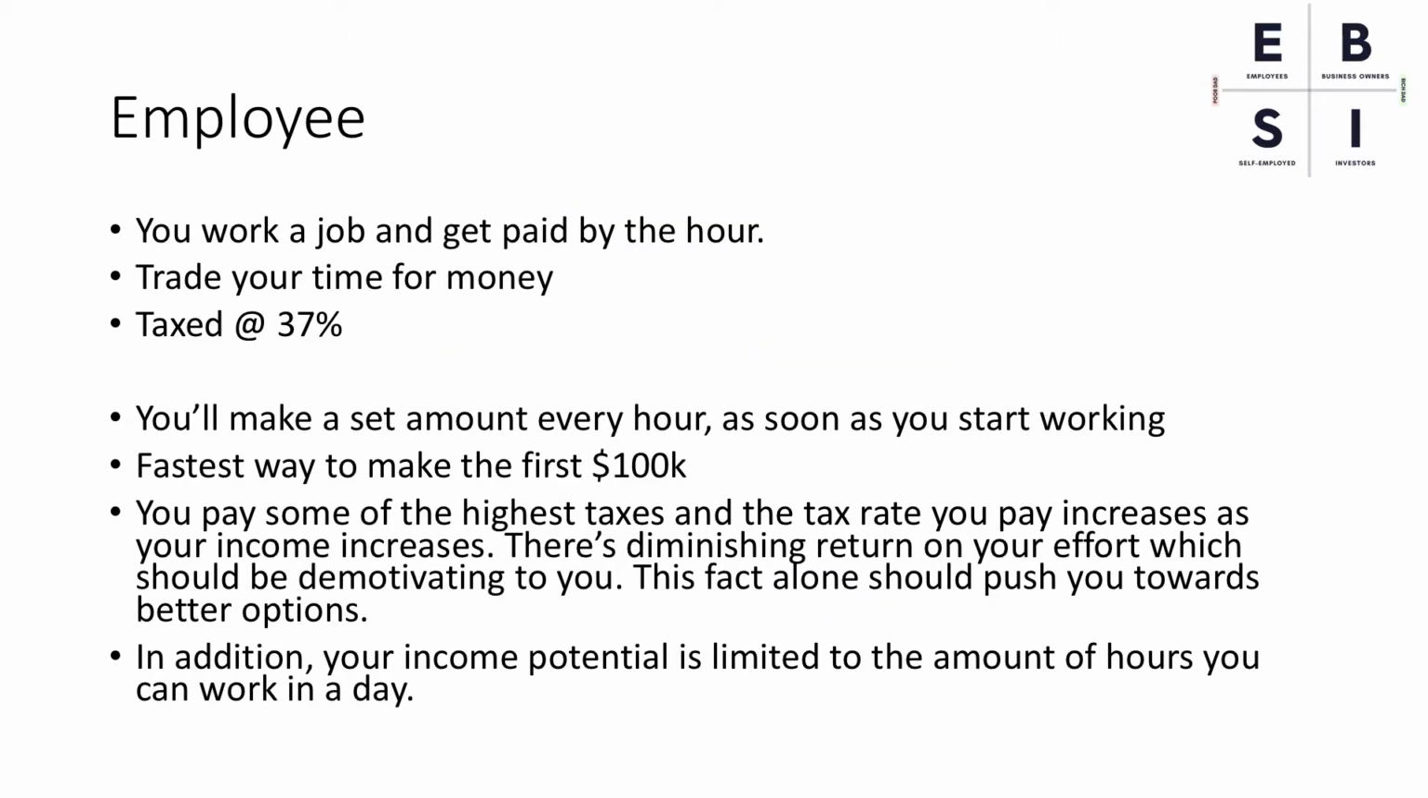The first part of that would be employees. You work a job and you get paid by the hour. You trade your time for money and you're taxed at 37%. You'll make a set amount of money every hour, and as soon as you start working, you'll make that income. This is by far the fastest way to make that initial $100,000.